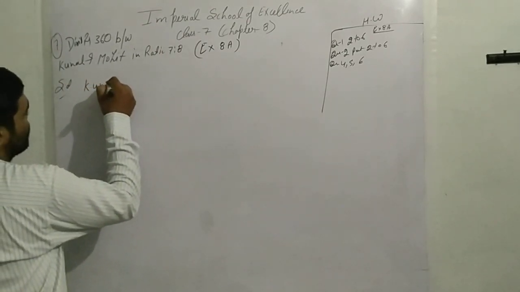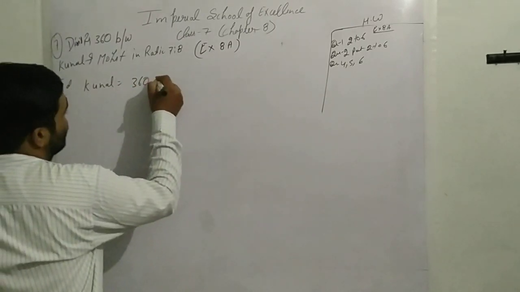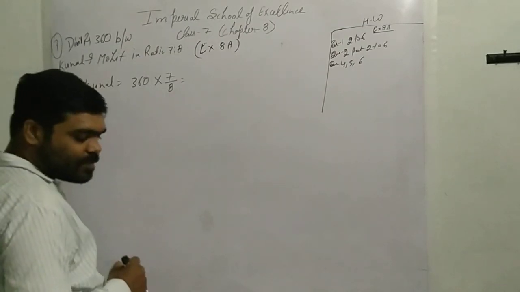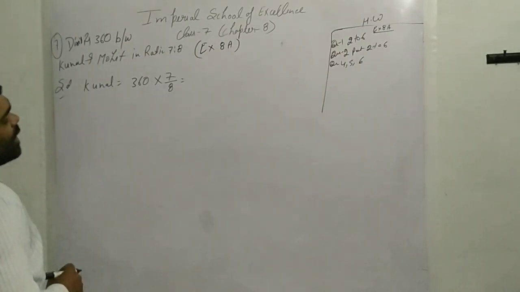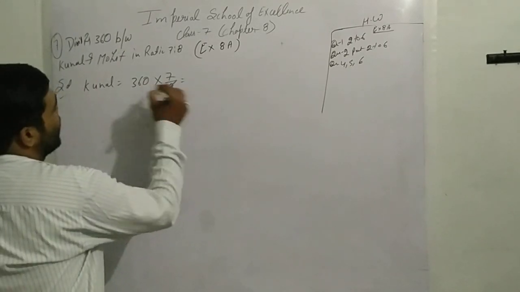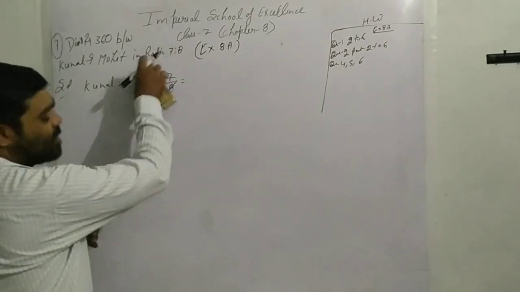Kunal equals 360 multiply 7 upon 8. Okay, 360 multiply 7 upon 8. 8 1 is 8, 8 2 is 16, 8 3 is 24, 8 4 is 32.